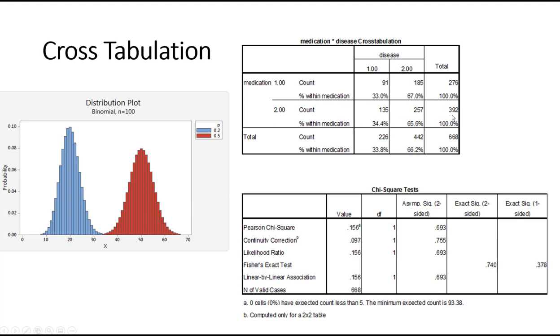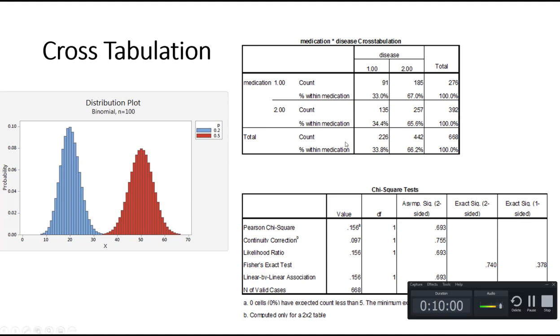So in other words, there are a good number of people, 116 in fact, who took medication 2 more than medication 1. The final column is a sum of both medications. There are 226 people who had disease 1 and who took a medication, and there are 442 people who had disease 2 and took a medication. These counts are made more meaningful when we convert them to percentages of the overall sample.